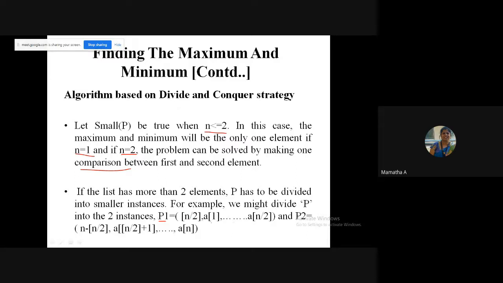That is, I have taken like this, a of 1 to a of n by 2, and a of n by 2 plus 1 to a of n. The array size is n by 2 here. The other problem array size is n minus n by 2, that is again n by 2 only. Nothing much difference there.